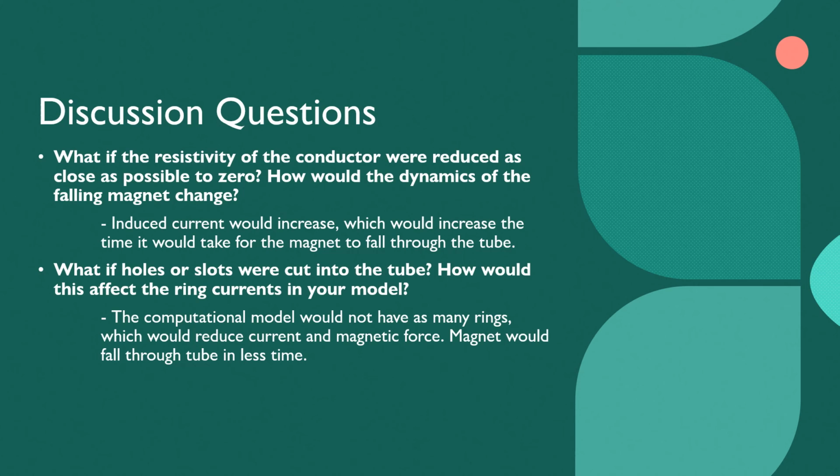All right, let's also consider if there were holes cut into the tube, how would that affect the rings in our model? So in our model, it would not have as many rings, which as a result would reduce the current and the magnetic force. The magnet would also fall through the tube in less time, making the experiment go a lot faster.